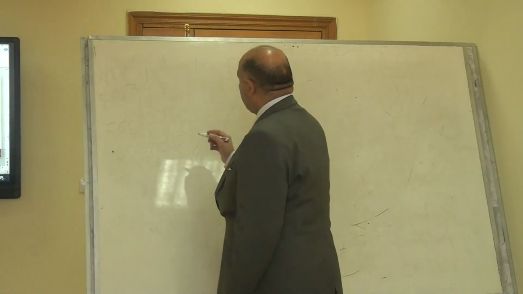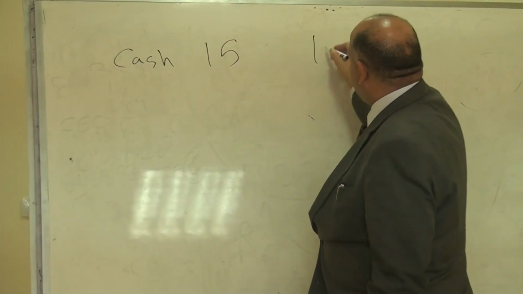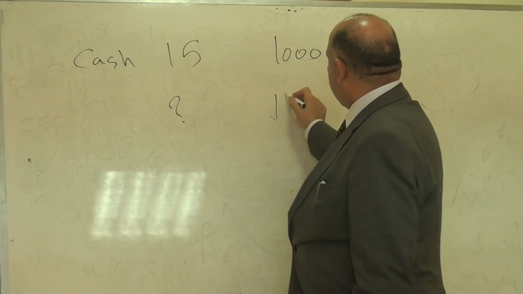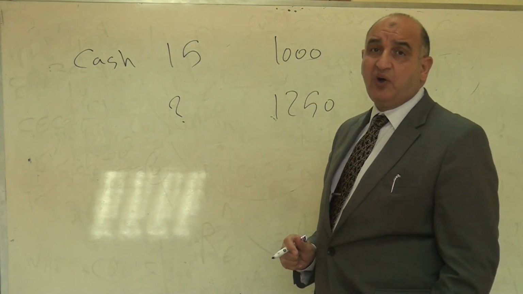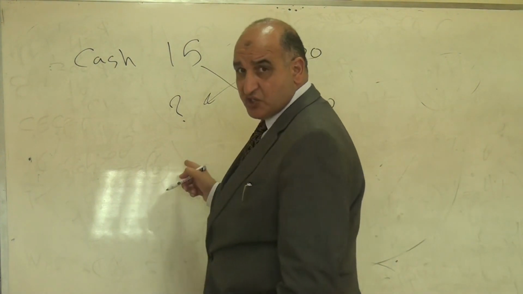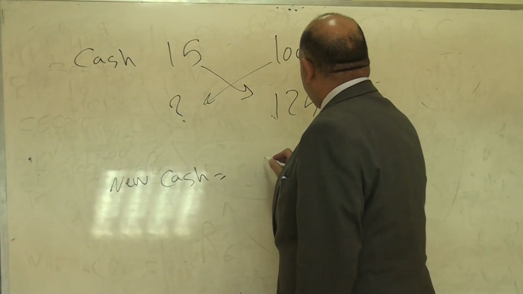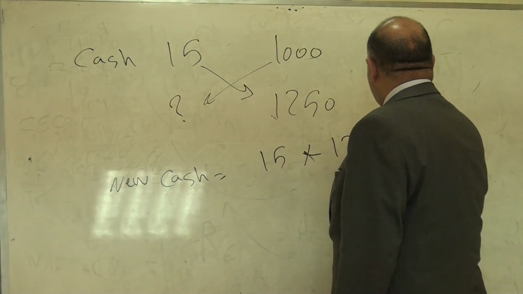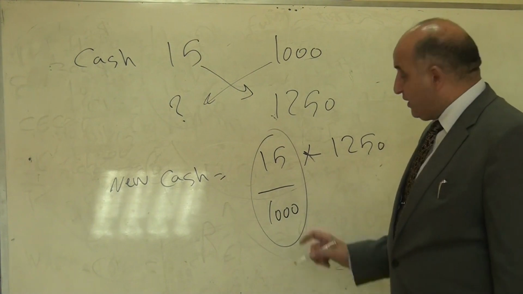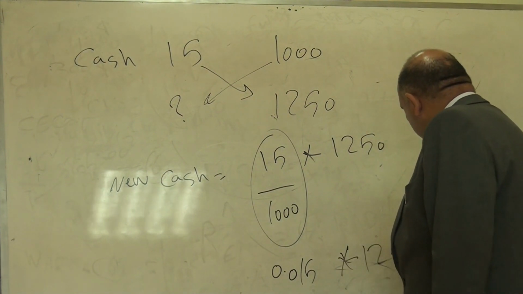Remember, for the first one, we have cash equal to 15 when the sales equal 1,000. How much cash do we need if the sales will be 1,250? Using the growth, so the new cash we need equals 15 multiplied by 1,250 divided by 1,000. We have this one before. This one, which is 0.15 multiplied by 1,250, gives me the right answer.